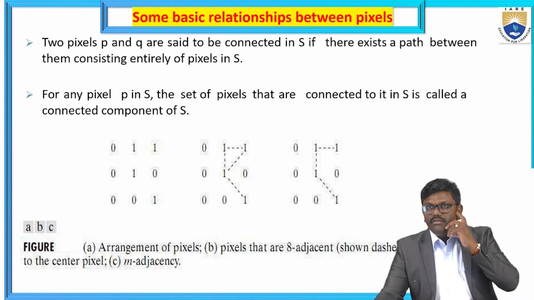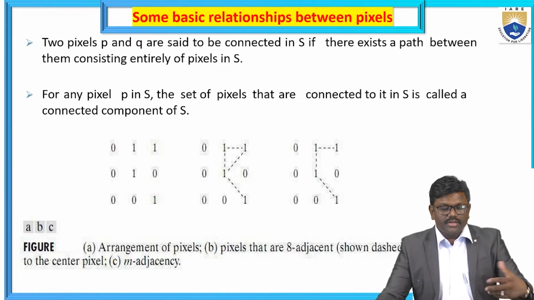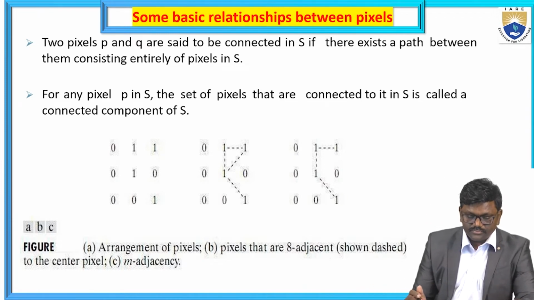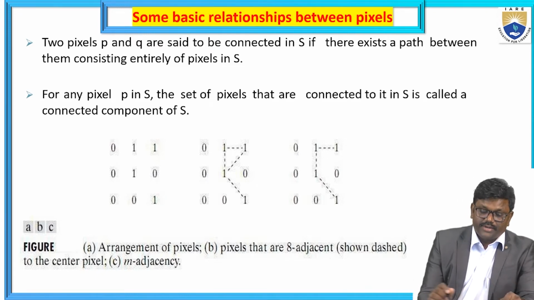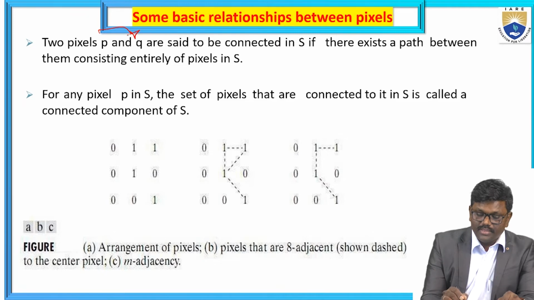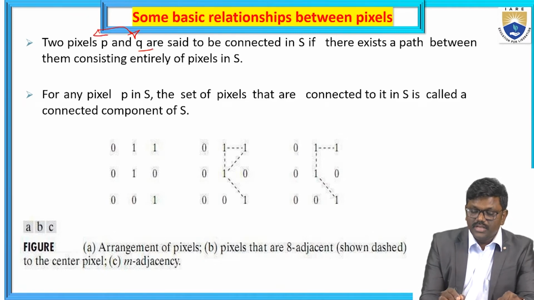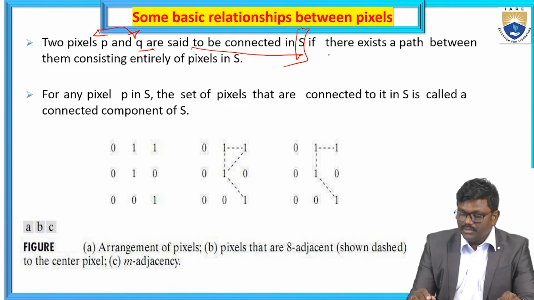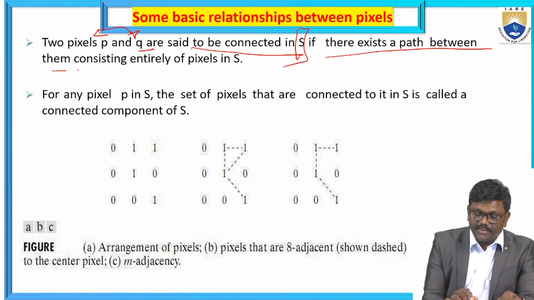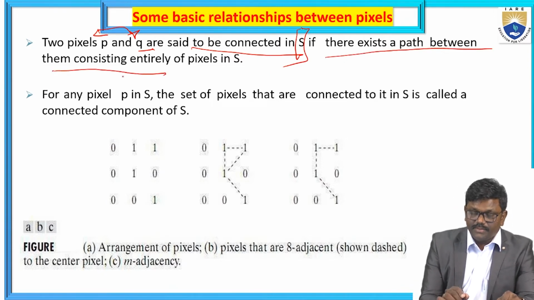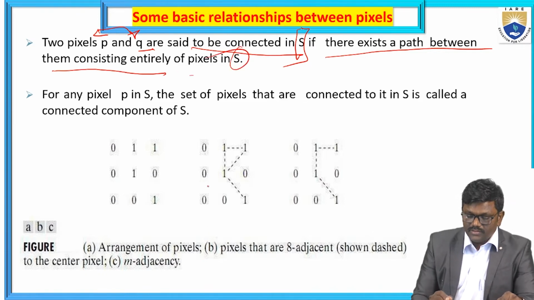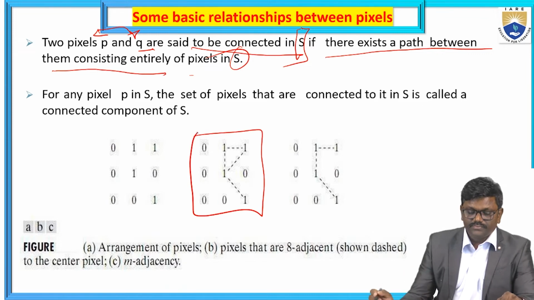In detail, what we wanted to see here, by taking one of the connected: two pixels p comma q are said to be connected in one space of the pixels if there exists a path between them consisting entirely of pixels of the space. Let us see, this is one of the pixels.